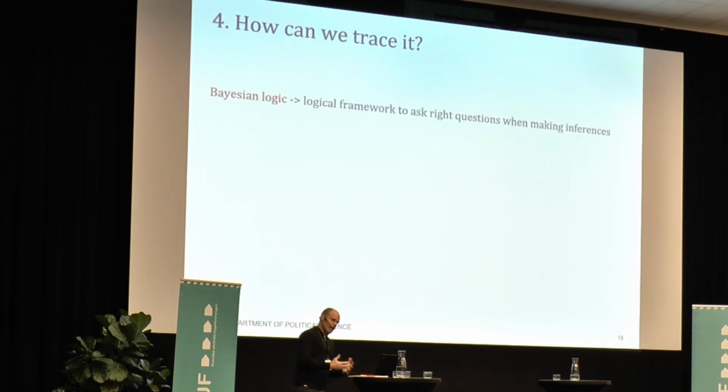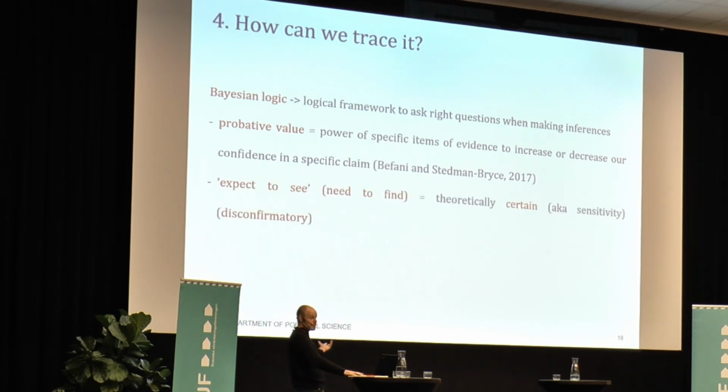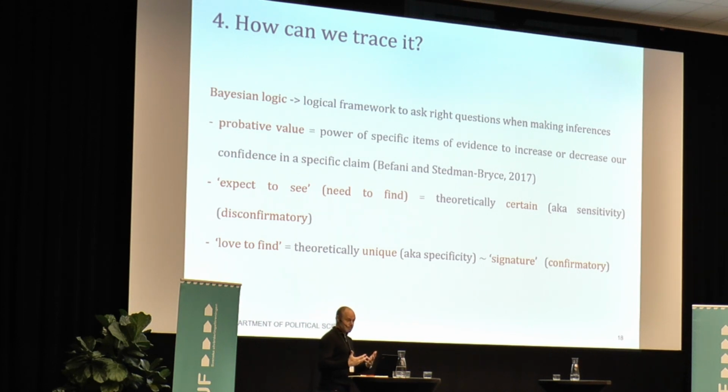So evidence is evaluated using Bayesian logic, which is basically a logical framework to ask the right questions. In particular, it tells us about probative value, the power of specific items of evidence to increase or decrease our confidence in a specific claim. So it could be an expect-to-see test: you have to find it, and if you don't find it, there's some degree of disconfirmation. If you love to find it, it's really theoretically unique. It might be almost like a signature, with not a lot of good alternative explanations for finding it. That would be strongly confirmatory. So evidence can be both confirmatory and disconfirmatory to different degrees.